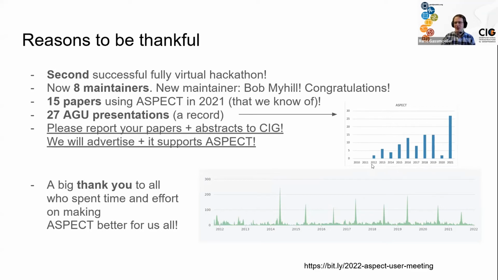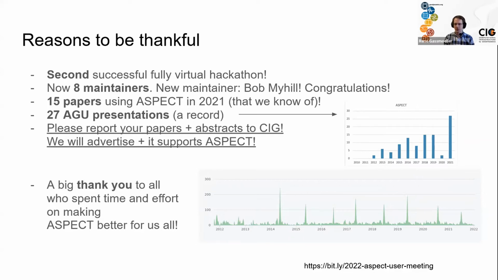Also, we know of at least 15 more papers that were published using Aspect in 2021, which is great. And we know of at least 27 presentations that used Aspect in some form at the AGU fall meeting, which is a new record for our project. And Lorraine thankfully put together a graph of the AGU presentations using Aspect over time, which shows a nice growth. I wanted to combine this with a request to please report papers and abstracts that use Aspect to CIG, because we can use this to advertise the papers and presentations, but it also helps us justify the support for Aspect. And the more we know about these papers and presentations, the better we can use that information and get resources to support Aspect further.